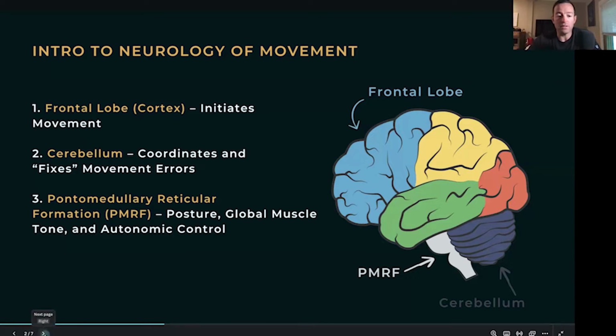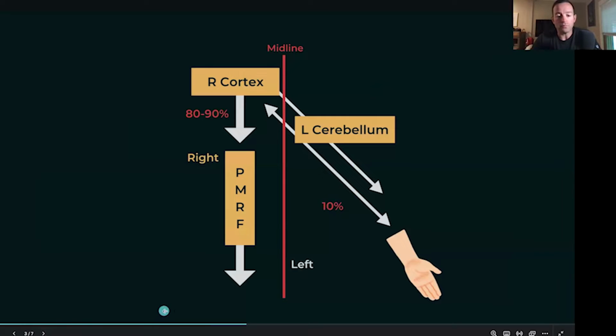So be thinking about these three structures when you're looking at this image, because this is how voluntary movement is created. Okay, so let me walk you through how this works, because if you don't understand how voluntary movement is created, it's going to be really hard to understand the point that I want to make about why I feel like people are falling short with their results when using a traditional approach.